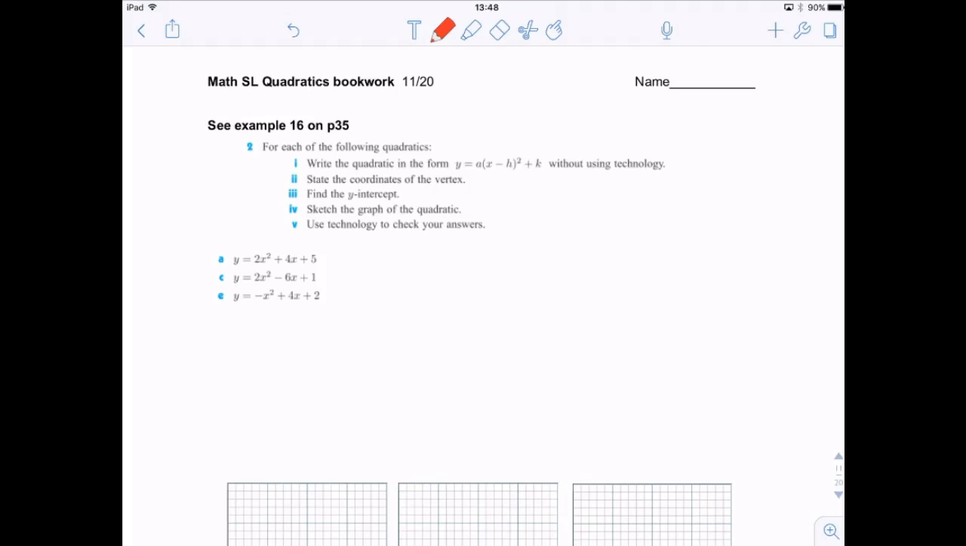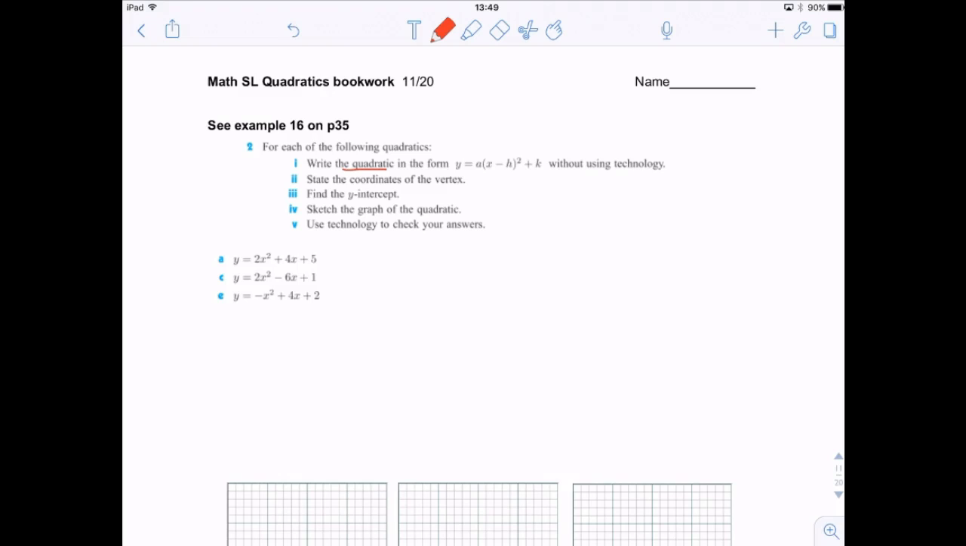Okay, on page 11 it says that it wants us to write each of these quadratic equations in the form y equals a blah blah blah, which we know is vertex form, without using technology, okay? And notice it did not say we need to complete the square. So if they don't say we need to complete the square, why do it by completing the square? That is the most painful form possible, right?